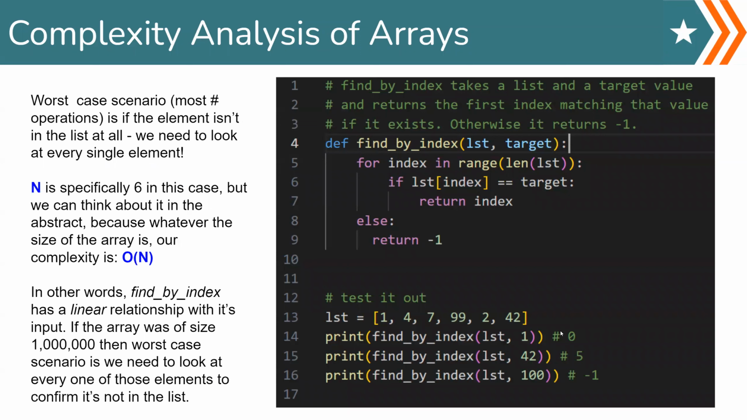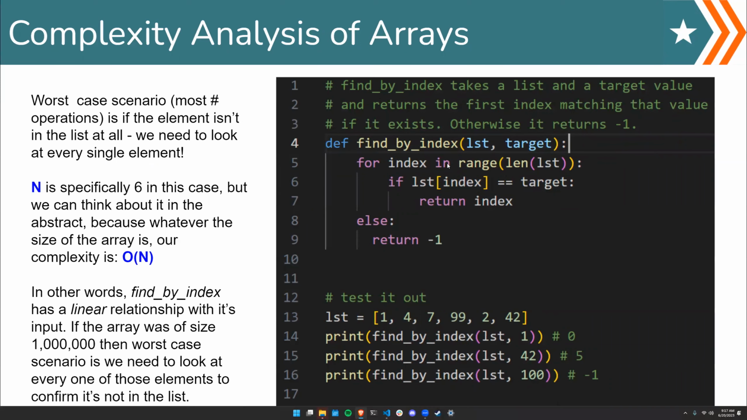Okay, so here's my array. 147, blah, blah, blah. And I have this find by index thing. And if you look in the code examples in today's curriculum, in that folder, you'll see this there under arrays. So what I'm trying to do is find by index, and I take in the list and I take in the target.